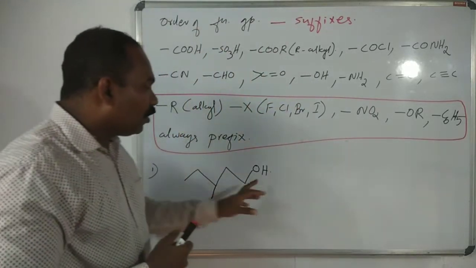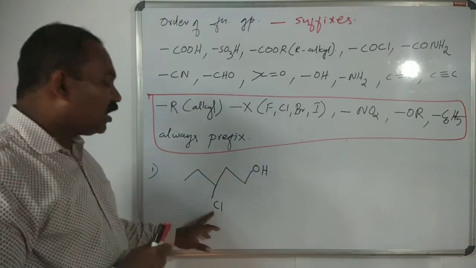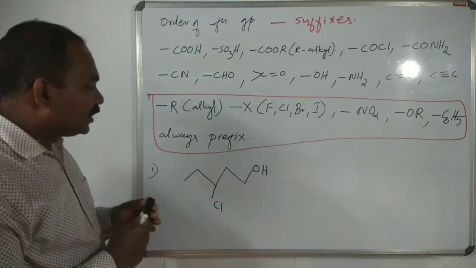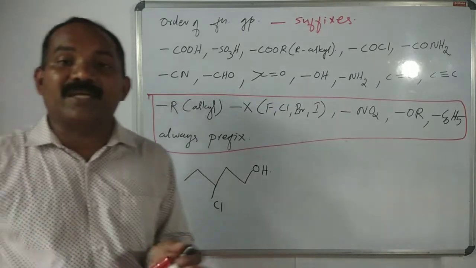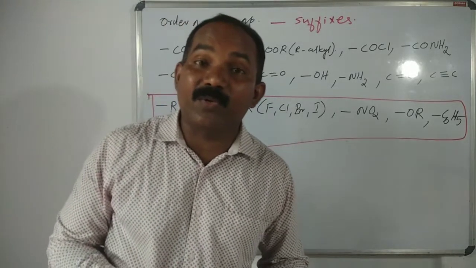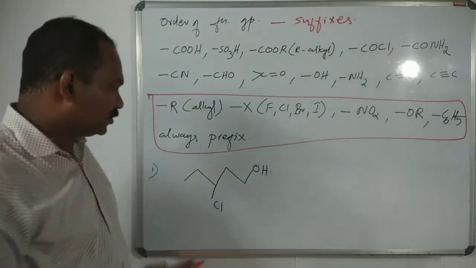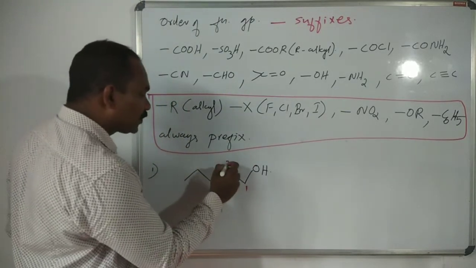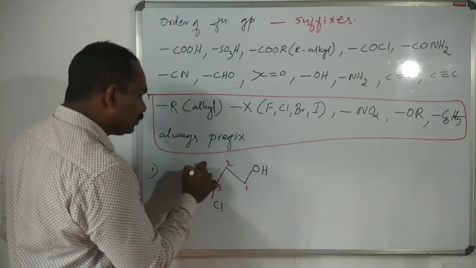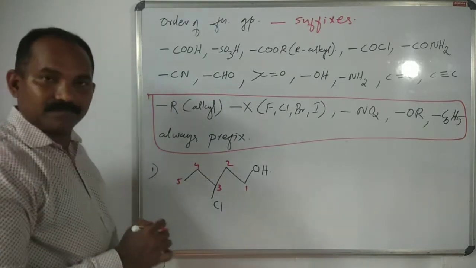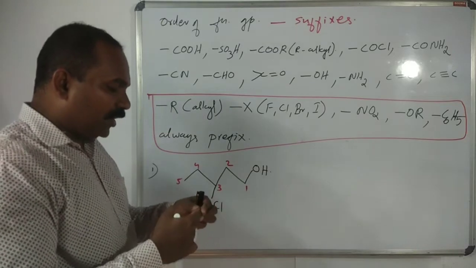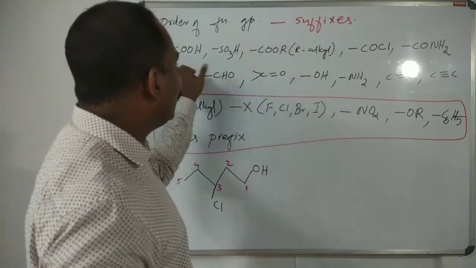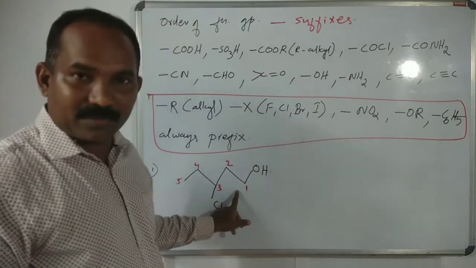So here OH is a functional group, and halogen, chloro, is also a functional group. Then select the longest continuous carbon chain which includes the functional groups. So this is the first carbon: 1, 2, 3, 4, 5. Remember that the principal functional group is OH. No other groups are present in this molecule.